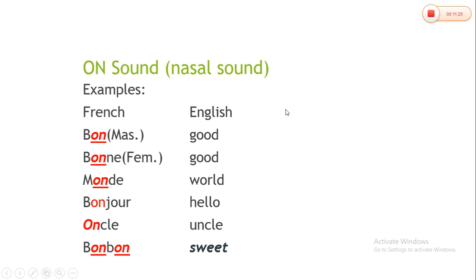ON gives O sound, which is a nasal. Examples: bon, good, bonne, good, monde, world, bonjour, bonjour, hello, oncle, uncle, bonbon, sweet.